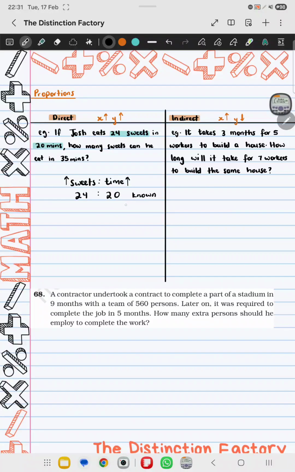Then we have to write down our unknown ratio. So it asks us how many sweets. That means that we don't know this amount. So I'll put an X in place of the sweets. Can he eat in 35 minutes? So I'll put my 35 underneath the time column. And because this is direct proportion, we are going to cross multiply.